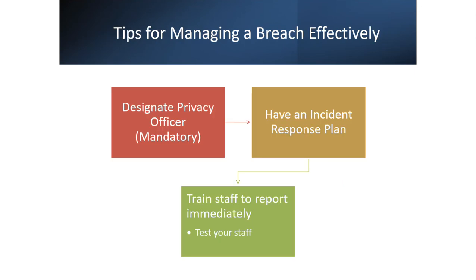So, tips for managing a breach. The first step is designate your privacy officer. I'm assuming everybody's done this because it is a requirement. And honestly, I haven't seen an organization that doesn't have one. So I'm assuming that's done. Next thing is having an incident response plan. So you have a plan that details out for all staff, this is what the process is.